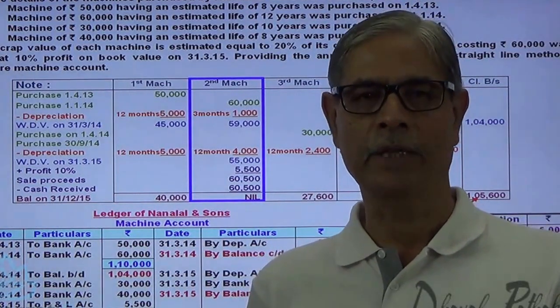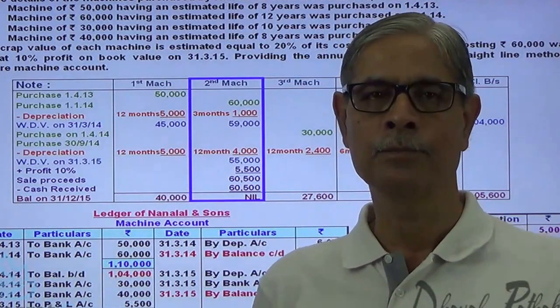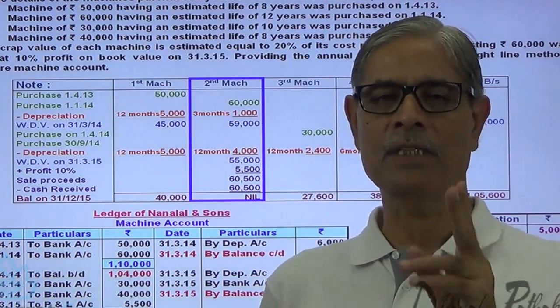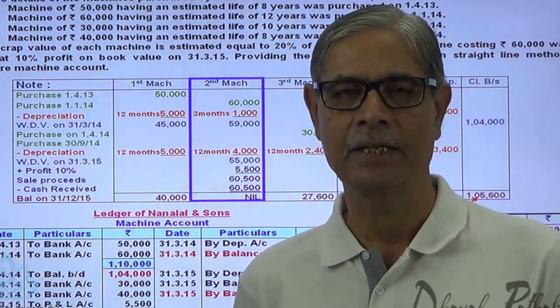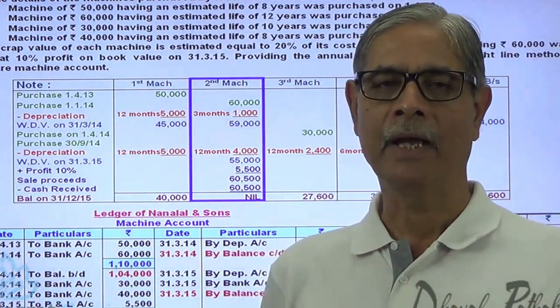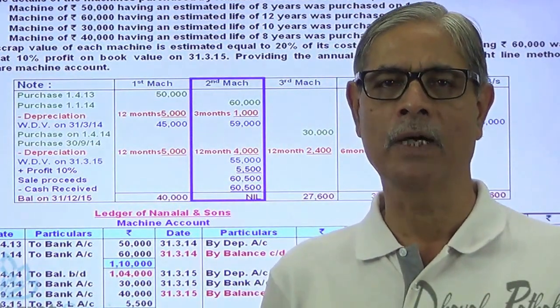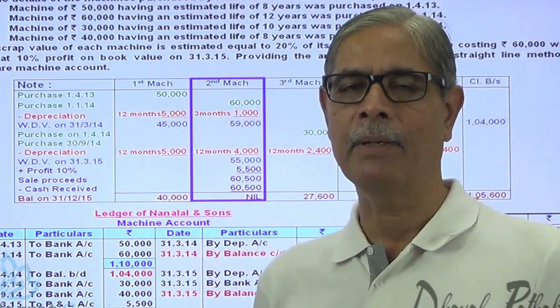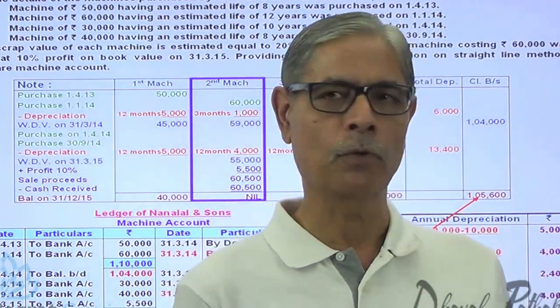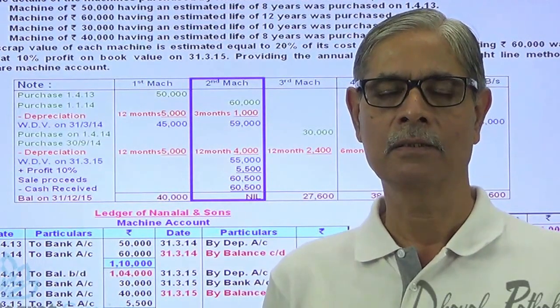Now I have tried to explain you this sum, wherein machinery account is prepared for 2 years. There are 4 purchases, 2 purchases in the first year, 2 purchases in the second year. There is one sales transaction, and depreciation is provided by straight line method. Considering all these points, I have tried to explain you this sum, preparing working notes and working note for annual depreciation. I think that you have followed all these things. Thanks to all of you.